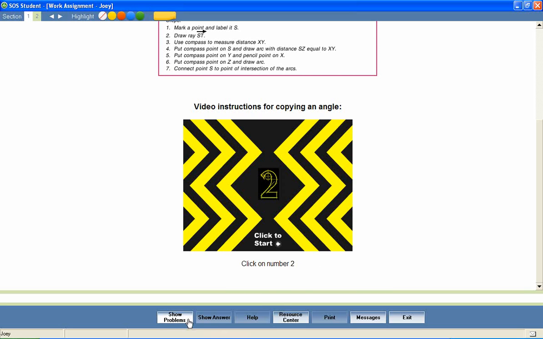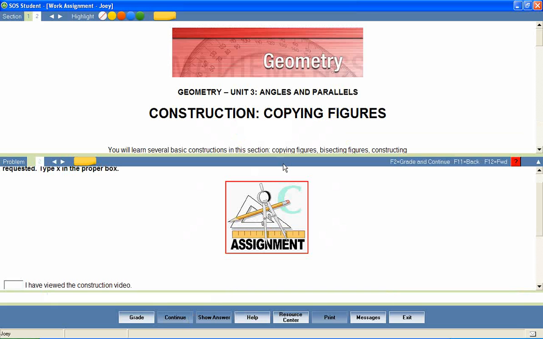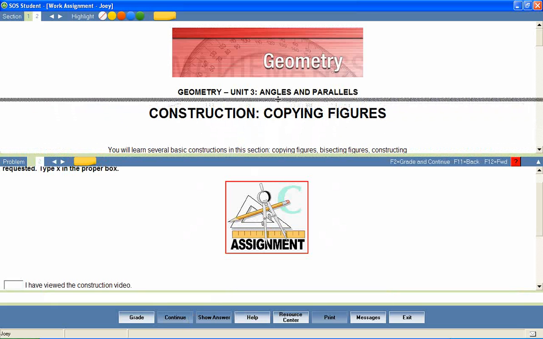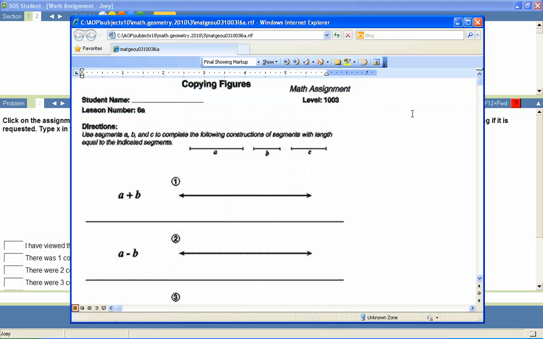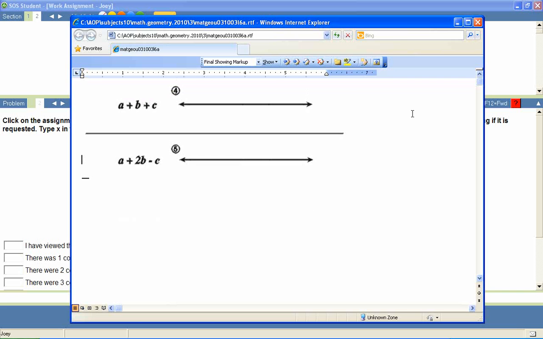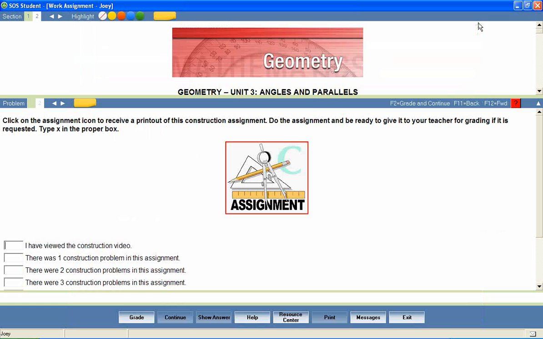At the end of the lesson, the student is presented with a series of questions that provide a review of lesson content. In this geometry assignment, students are instructed to print out the construction assignment. After completing each question, the student returns to the SOS lesson.